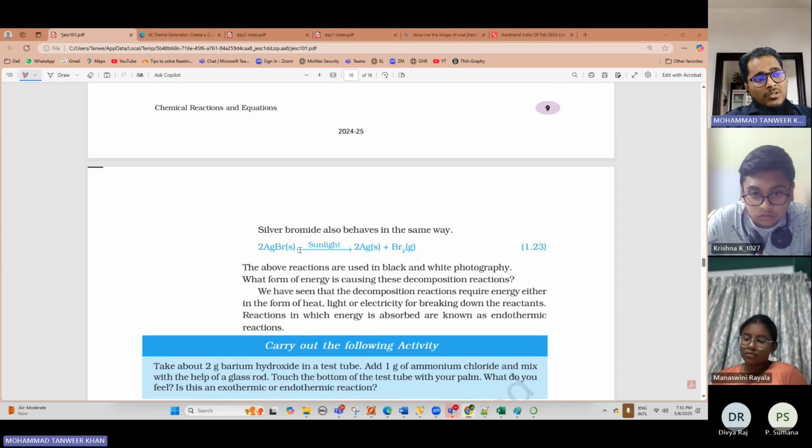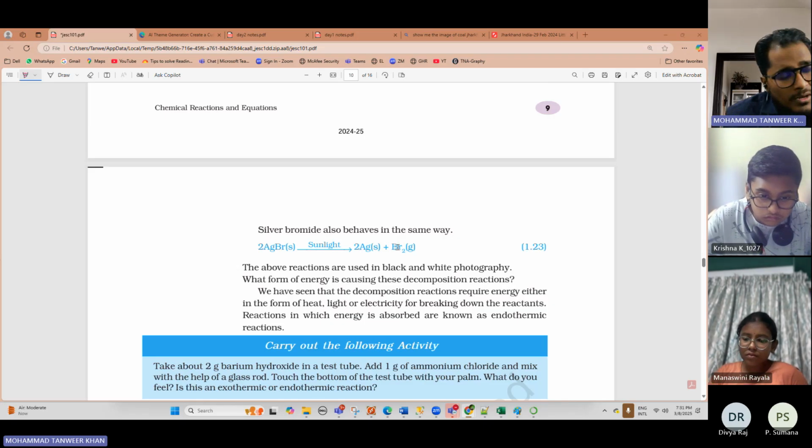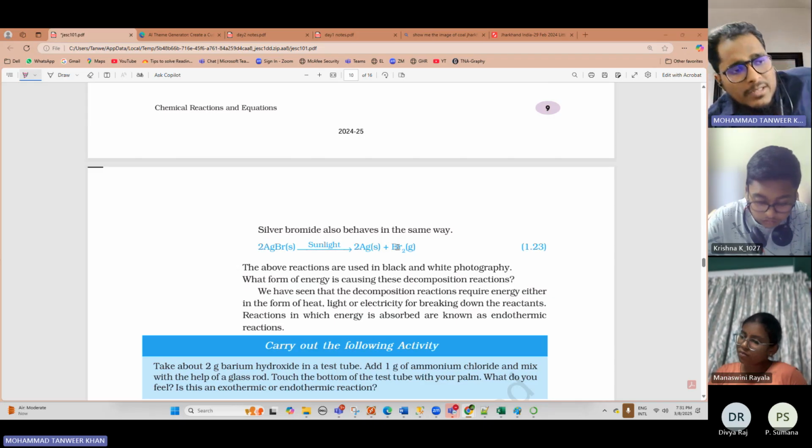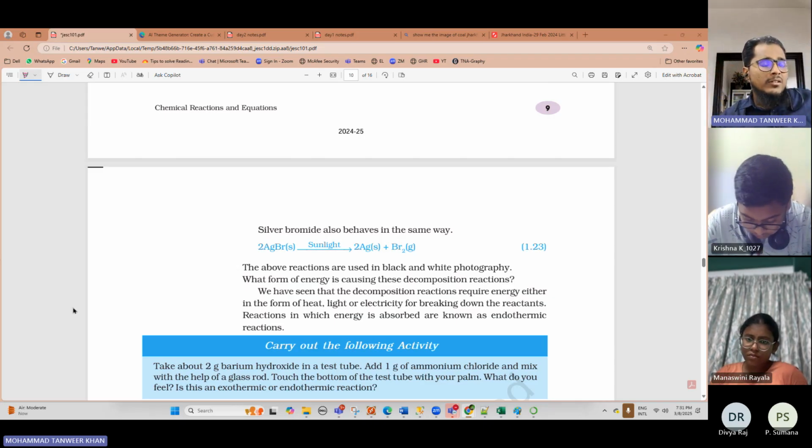Okay. Now the next one. Silver bromide also behaves in the same way. So this is an example of silver bromide. When you're applying sunlight, this will give you silver, and then here you're getting bromine. Okay. So this is also an example of a decomposition reaction.